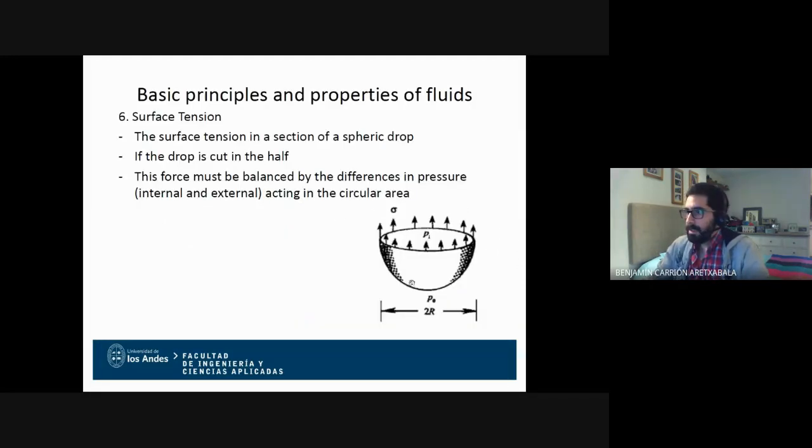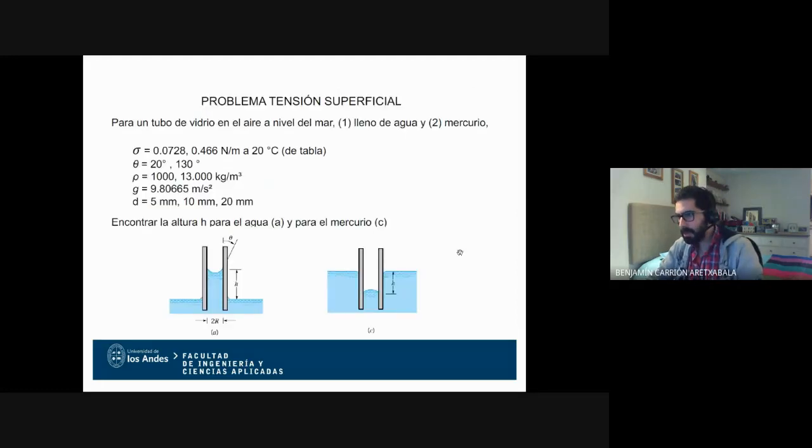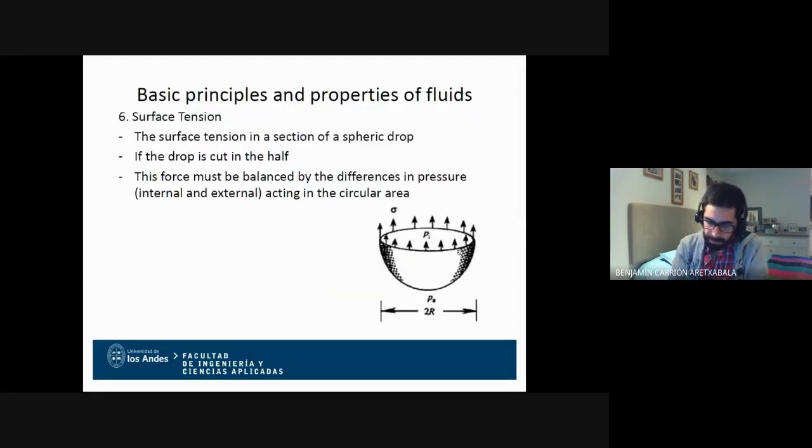So again, this is to illustrate this. Let's imagine that you have a drop, right? A drop of water. Then surface tension works around the line, and then you cut your drop by half. Then surface tension works around the line of the drop. So here the area. Let me see if I have it here. No, I don't. Let me just go back to the whiteboard to see if we can sketch this.